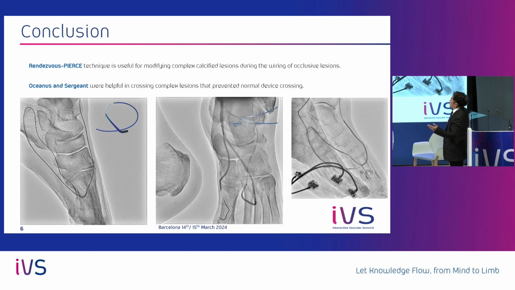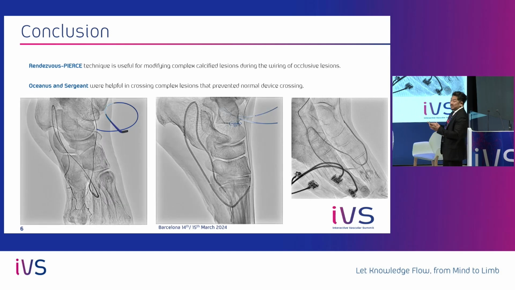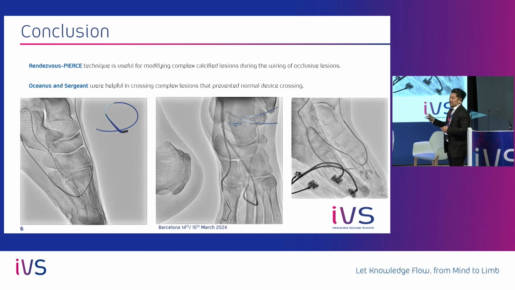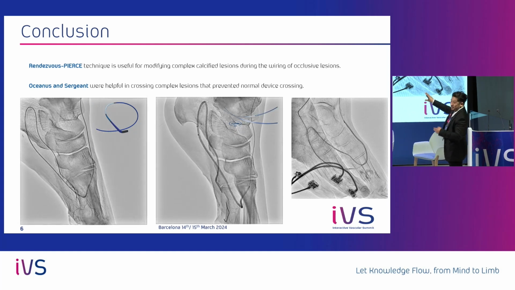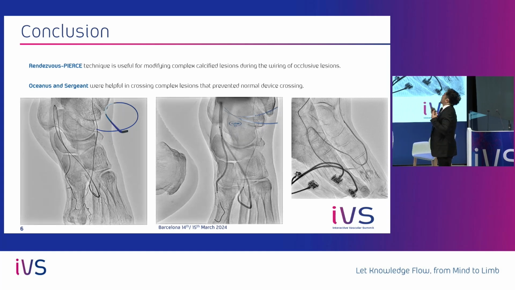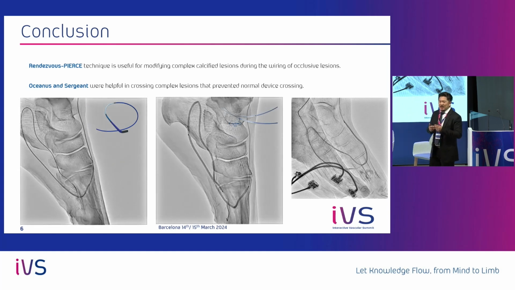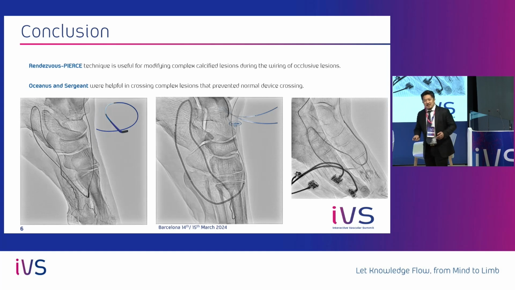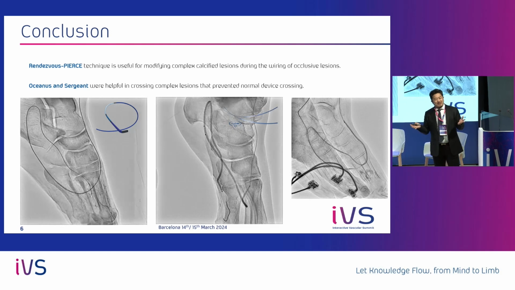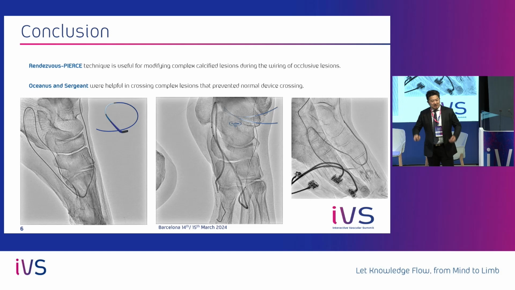This is the final slide. Rendezvous pierce is useful for modifying complex calcified regions during CTO wiring. Oceanus and Sargent, produced by iVascular, have very nice crossability, and these devices are helpful in crossing complex regions. My rendezvous pierce technique seems a little bit complex, but it is simple. So if you perform this technique in your cath lab and your colleague asks what you are doing, please say, don't worry, I'm just puncturing with a needle.